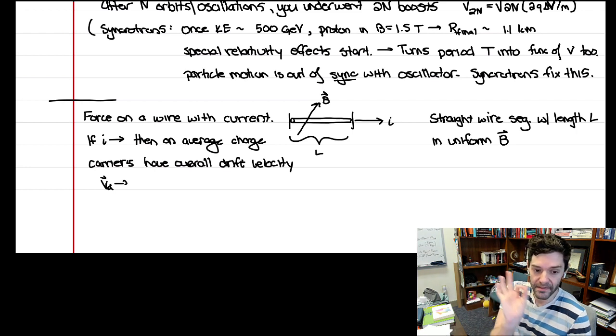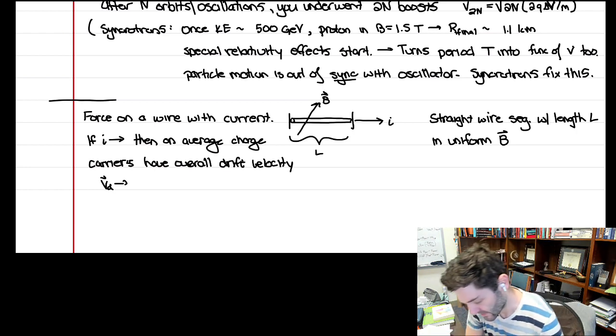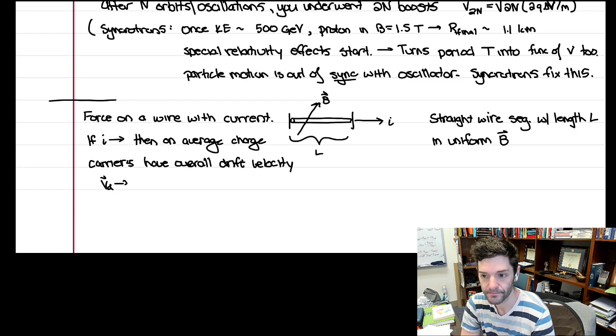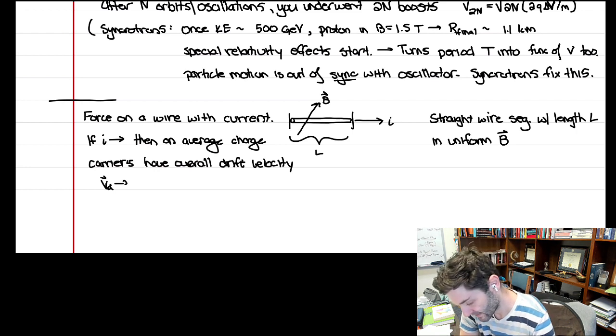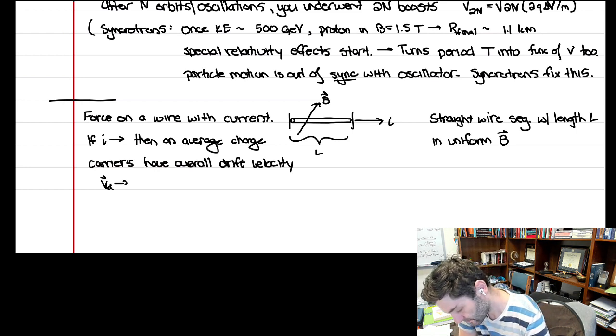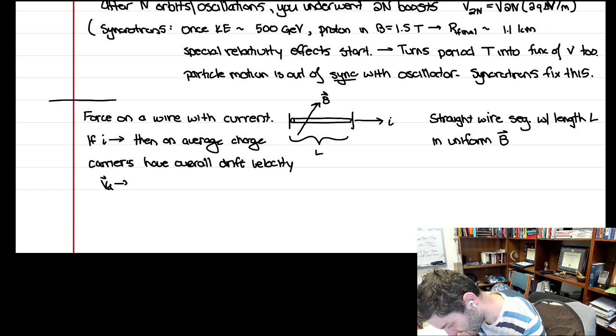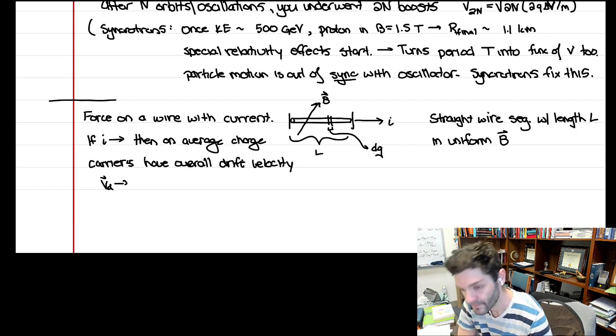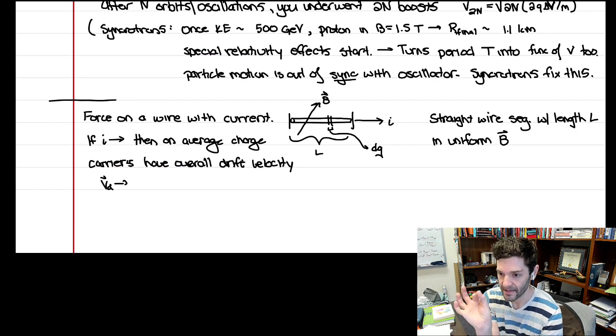So that's important because then that's the velocity we use in evaluating the force. And then we can just write this out with a little bit of calculus, and it turns out to not be too bad. So, if I look at this wire and I break it up into a bunch of tiny pieces, that tiny piece has some amount of charge dq within it over some tiny amount of length dl.